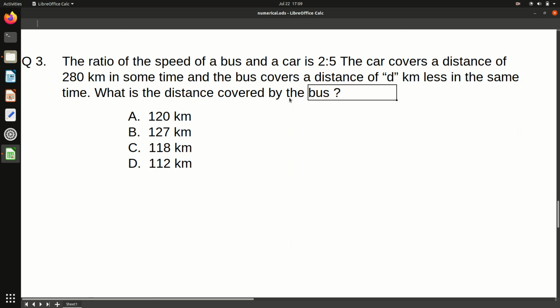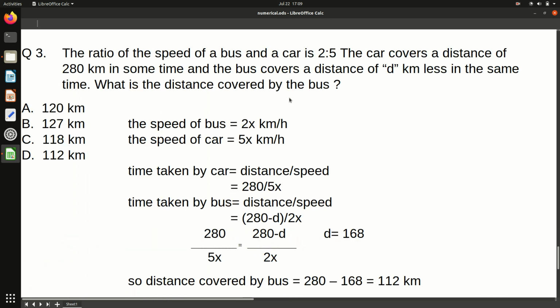So see, whenever you have these types of question, start like this, the way I am discussing. At first keep note of all the things that you have been given. So at first I have taken whatever is given. Okay, at first the speed is given. So I have taken the speed of bus 2x and the speed of car 5x.